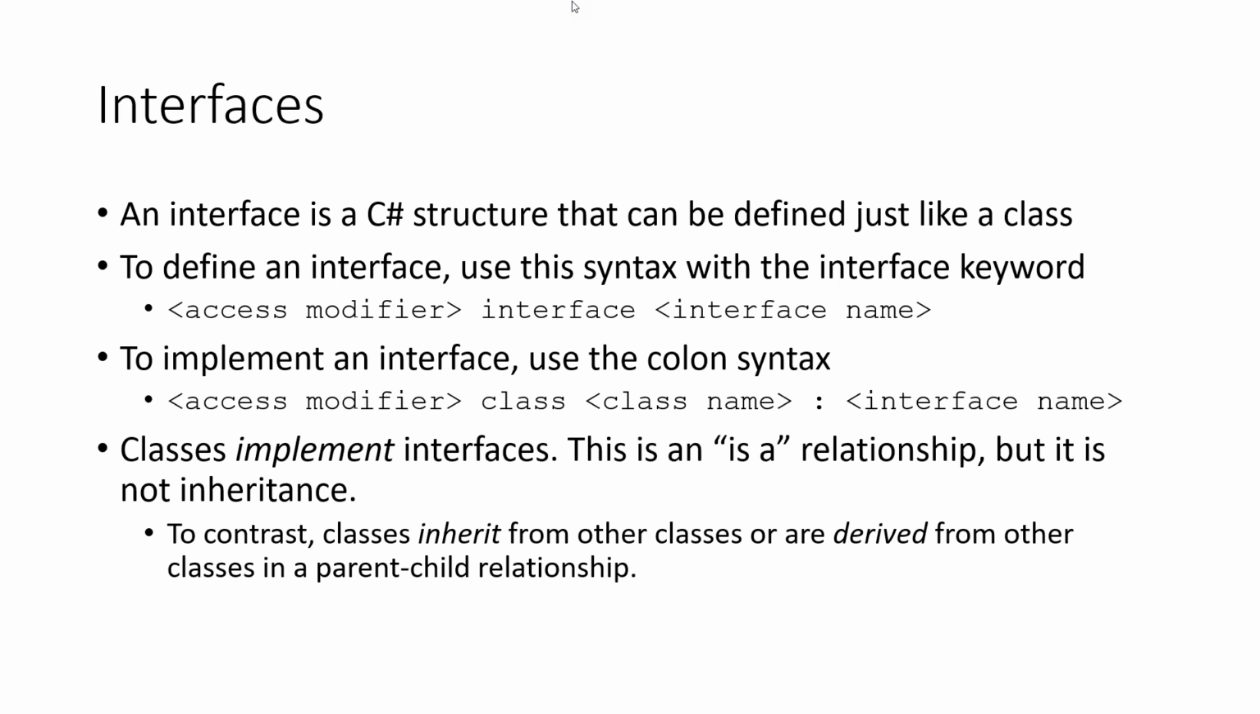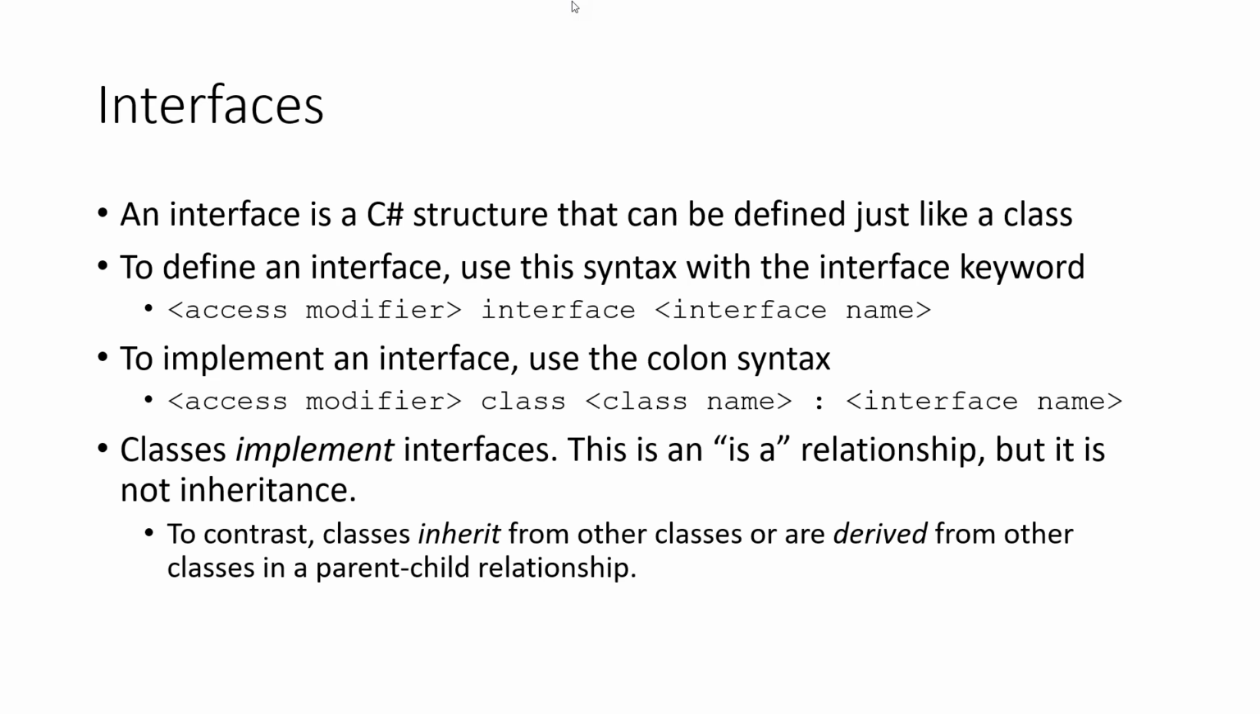You can see here in the example that we use the colon, okay? The colon is also what we use when setting up an inheritance relationship, okay? When we define an interface, we give it an access modifier, public, private, protected, internal, or so forth, right? Instead of using the class keyword, we use the interface keyword, and then we give it a descriptive, unique name, just like we would with a class, okay?